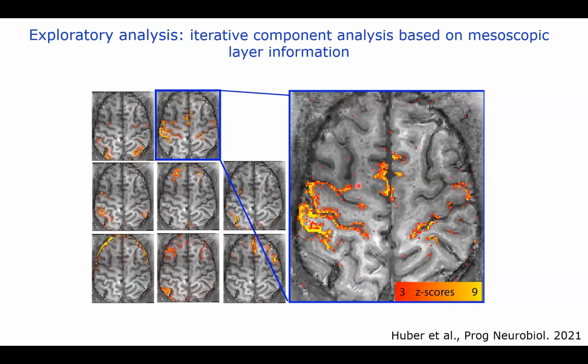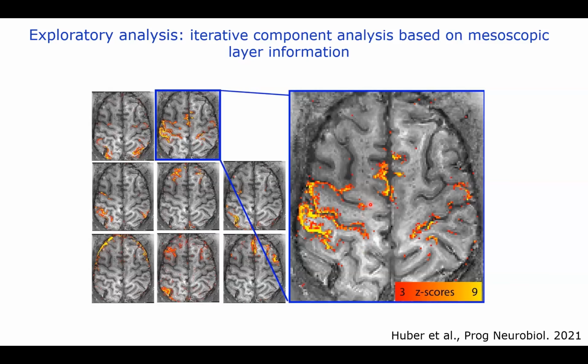And other examples would be that we can leverage the mesoscopic layer information to refine the network structures we can gain from the data. For instance, these are common brain networks from very standard studies, where you extract the different brain networks, like the visual network, the motor network, and the executive control network.